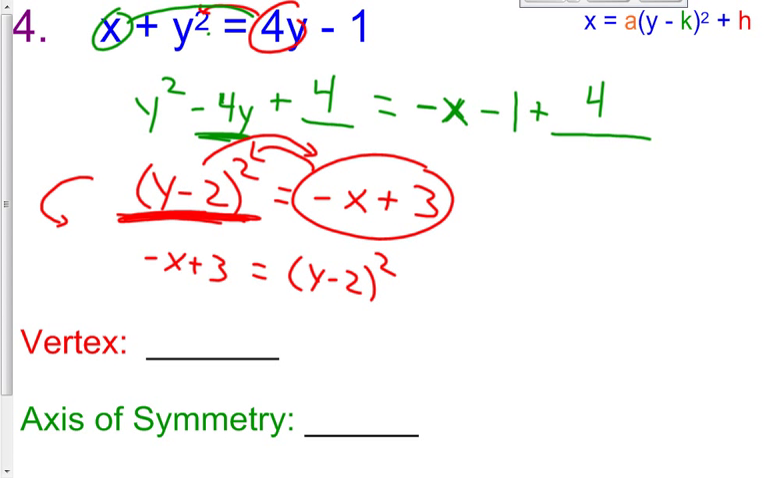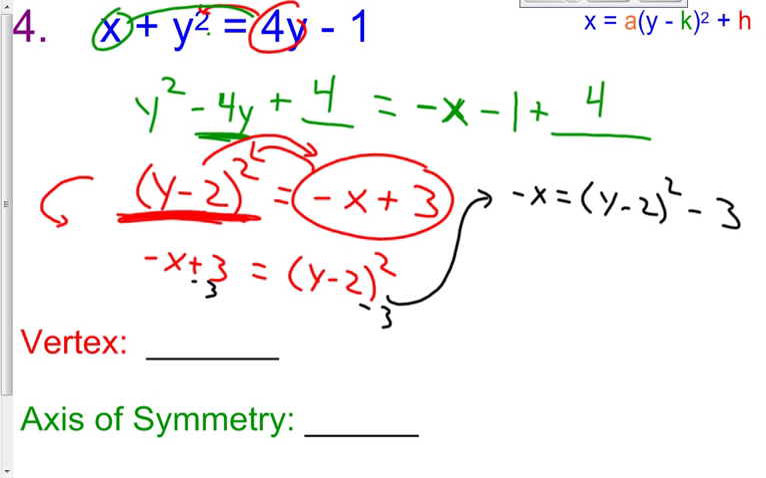And now, I'm going to move this up here so I have more room. I'm going to subtract this 3. So I have a negative x. That equals the quantity y minus 2 quantity squared minus 3.